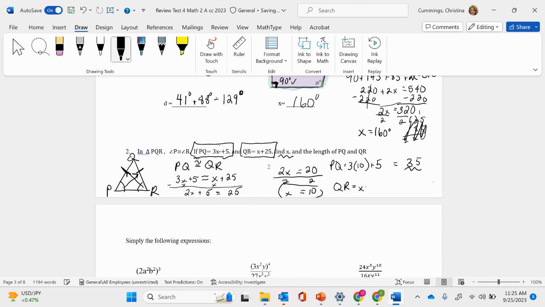Get QR. QR is equal to x plus 25. x is 10. That's also 35. Should they have been the same measure? Yes, because they are congruent. Okay.